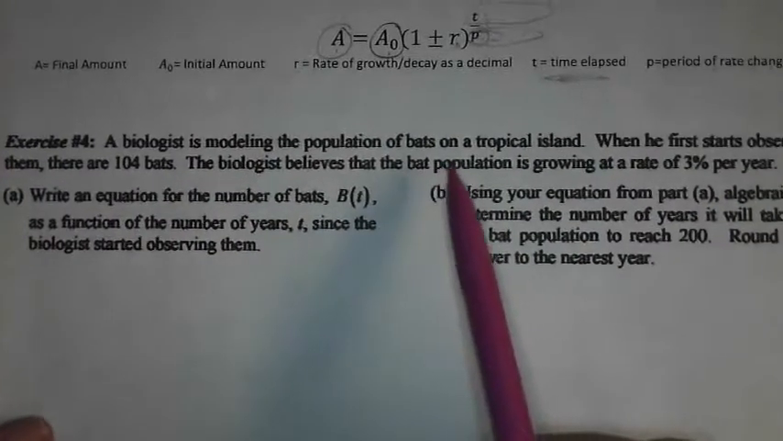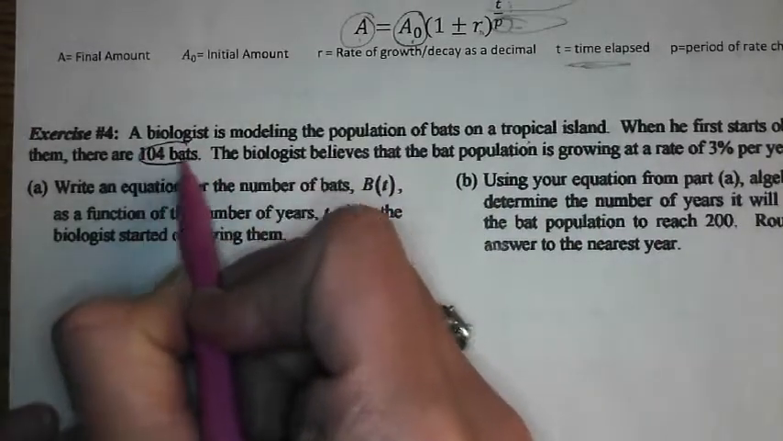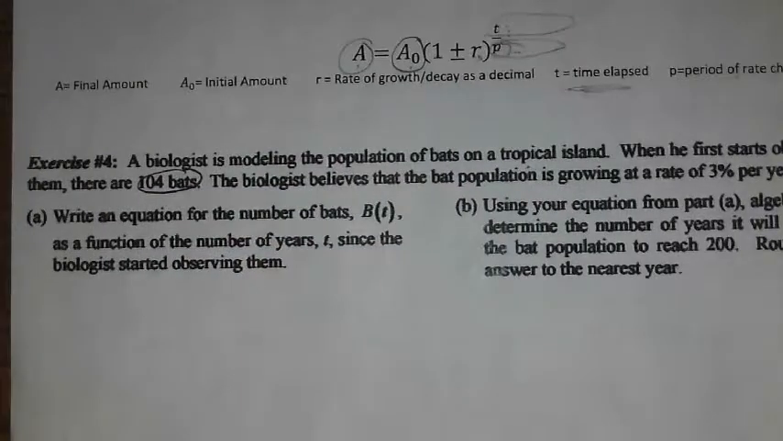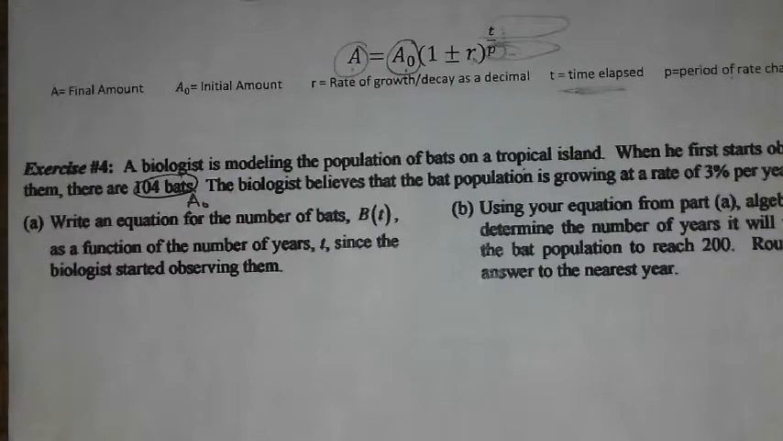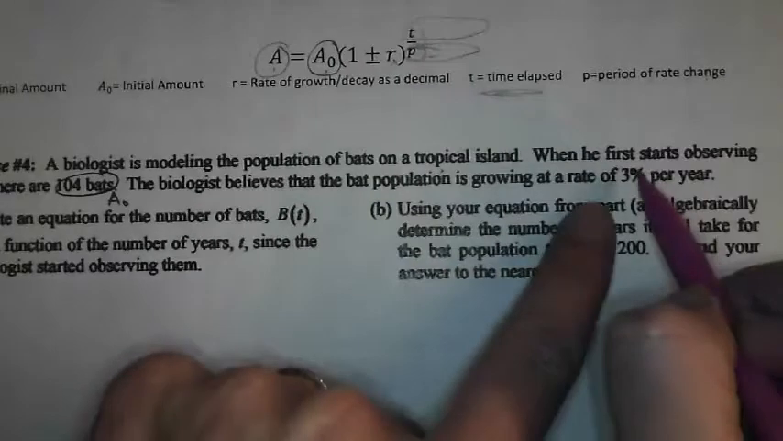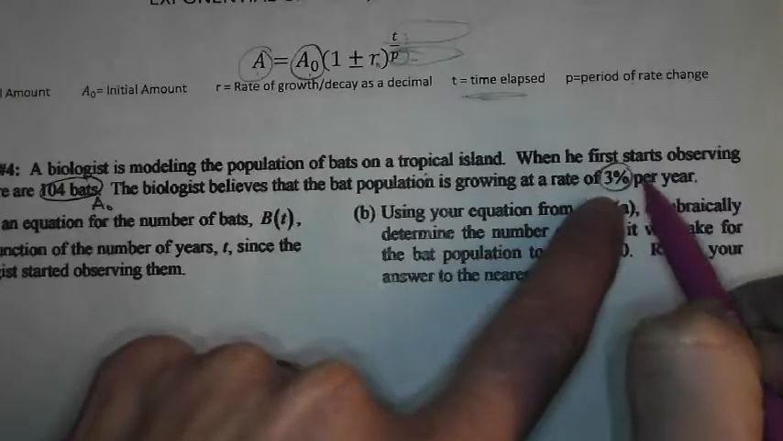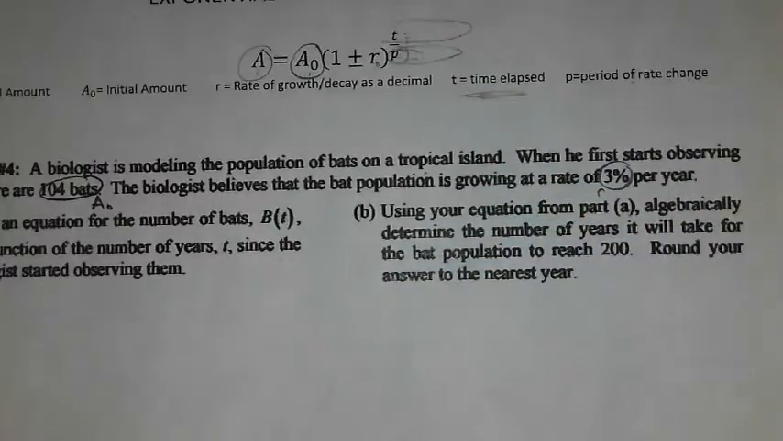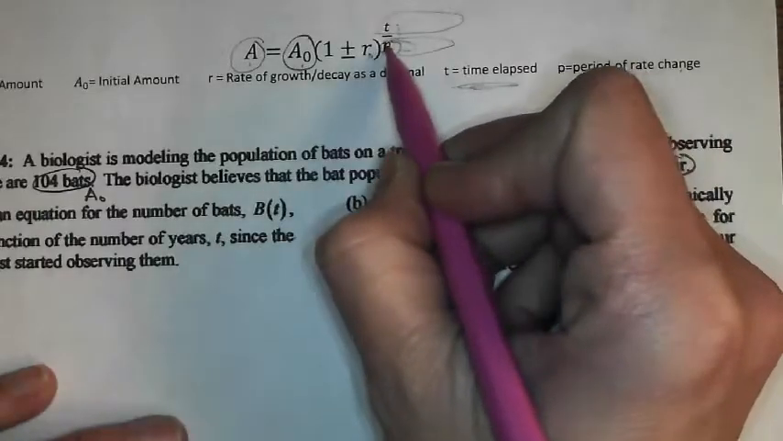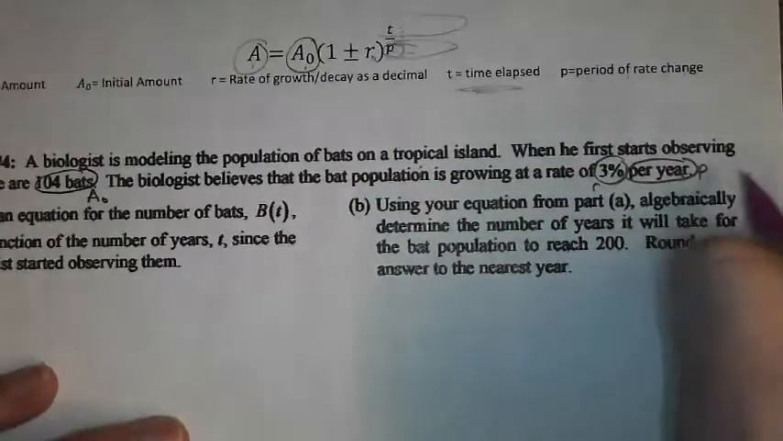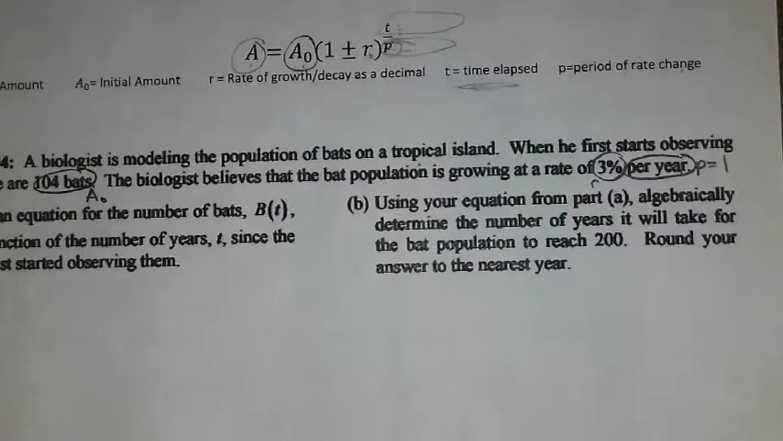So for this first example, a biologist is modeling the population of bats. Great. When he first starts observing them, there are 104 bats. Where do you think that 104 goes? A sub 0. Initial. The biologist believes that the bat population is growing at a rate of 3%. Where does that go? R. 3% is your rate. 0.03 we will use. Per 1 year. 1 is where the P is. That's your P equals 1 year. That's the period of your rate change.